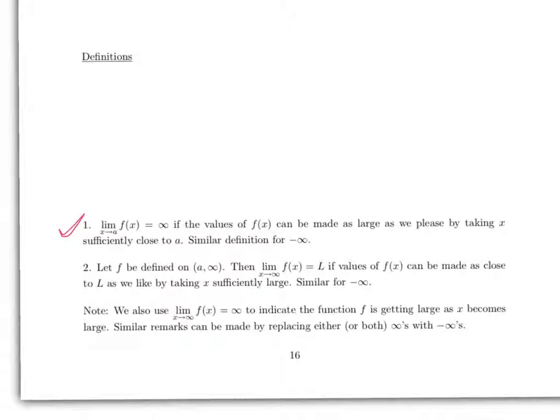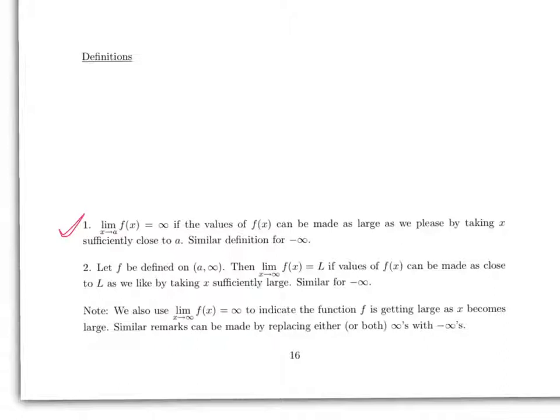So we've actually already talked about what happens if we get infinity as our limit. The new one here is if you have a function that's defined on some interval from a and then continuing on for quite some time, the limit as x approaches infinity of a function is L if values of f can be made as close to L as we like by taking x sufficiently large.